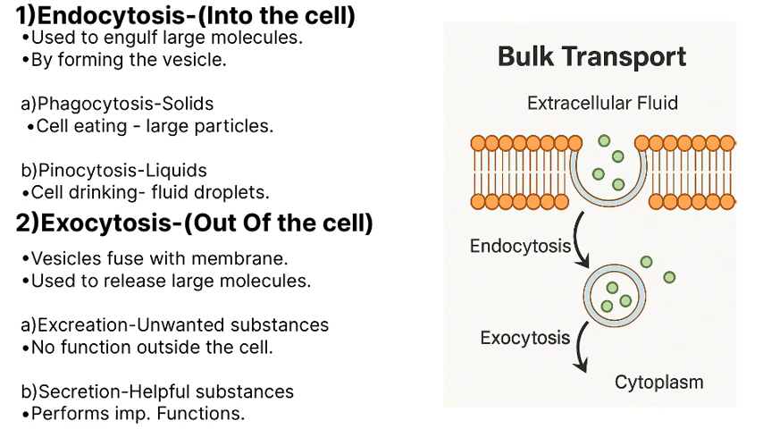Then we have secretion, which is the release of helpful substances out of the cell. It's a process where a cell releases substances or molecules to perform a specific function outside the cell. Their secretory materials are often proteins or enzymes.